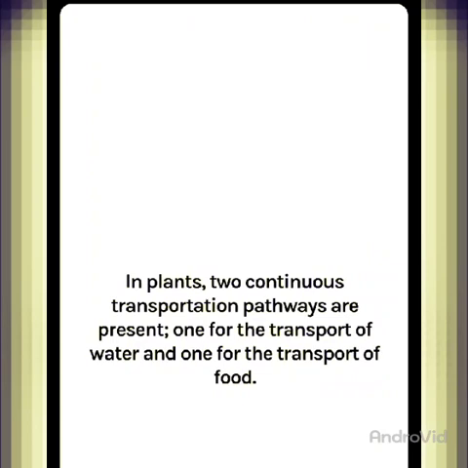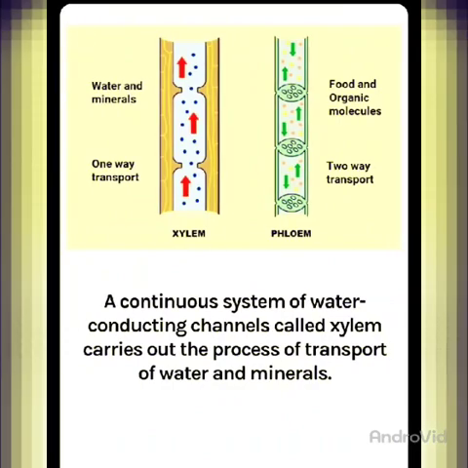In plants, two continuous transportation pathways are present, one for the transport of water and one for the transport of food. Here, these are the two transporting systems. A continuous system of water conducting channels called xylem carries out the process of transport of water and minerals. So, xylem is the tissue which is responsible for the conduction of water.